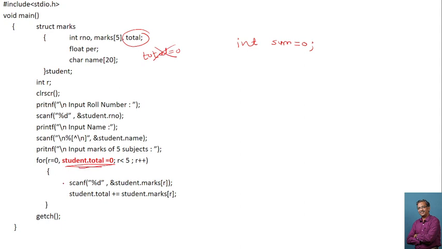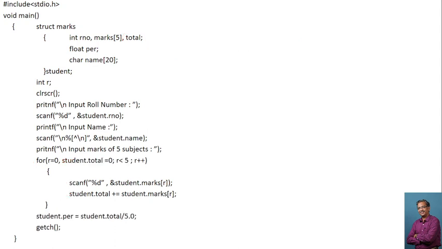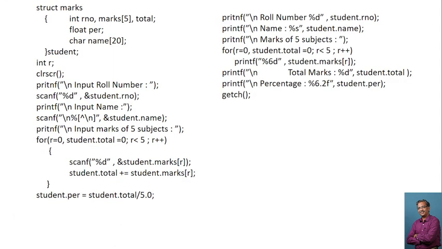So if we want to read an array or process an array, here we are processing it for addition, and every time we have to use a for loop compulsorily. Then we can calculate the percentage also: student dot percentage equal to student dot total divided by 5.0. And then if you want to display the elements, I am not adding the previous headers, that is hash include and all. So here we have taken input values for the array elements present within the structure, and we use the same loop for getting the total.